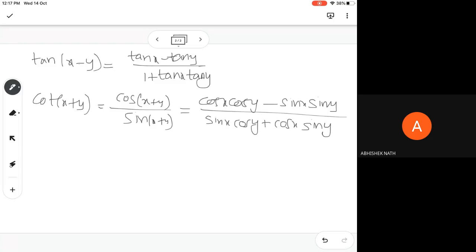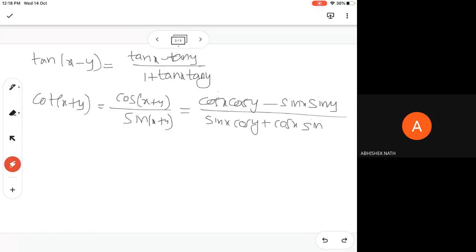So here, with what do we have to divide? Observation is very important here. If you want to convert this into the form of cot, what to do here? Denominator should have sin, numerator should have cos. So already you are having cos x here.